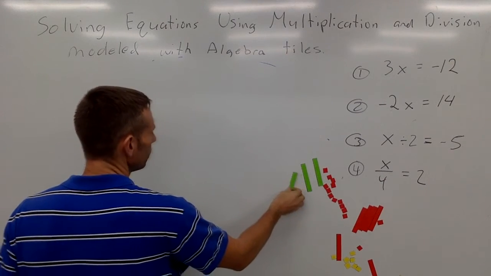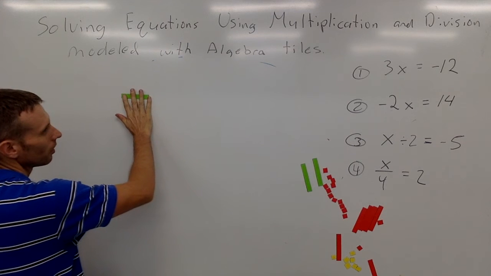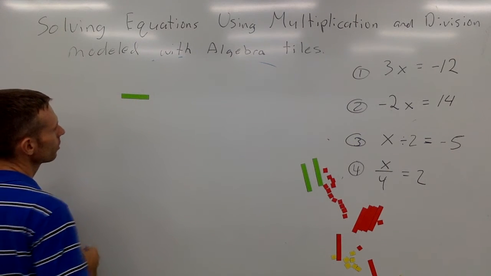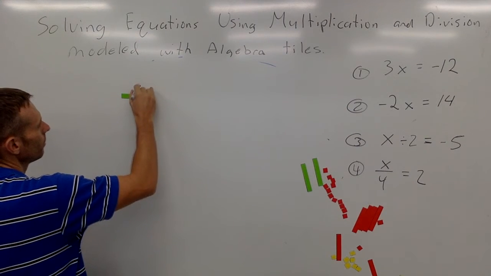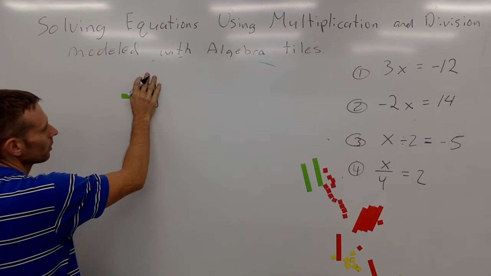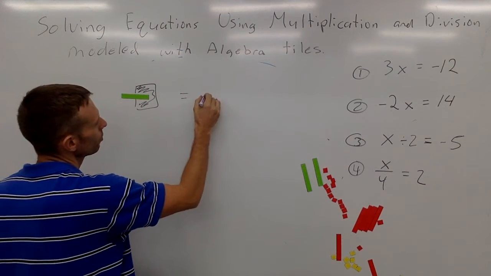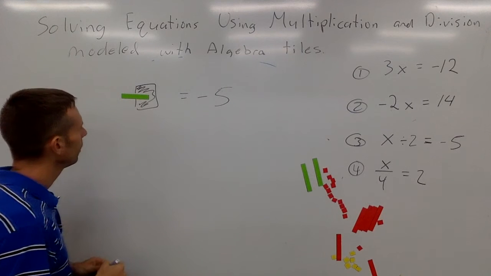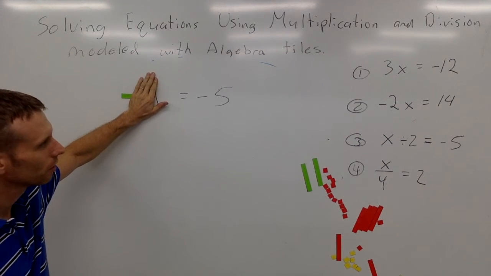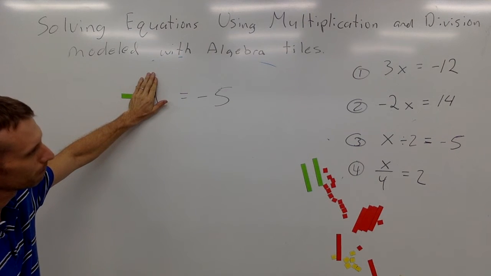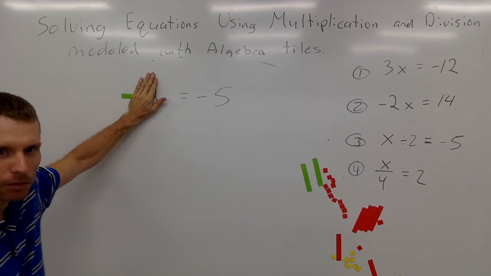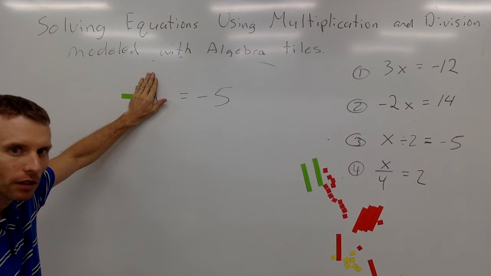Again, a little difficult for me to model this. Think of x divided by 2. Just picture, I don't know, maybe half of this x is gone, right? I only have a half of the x. I don't want to rip it in half, so just picture it. Somehow, half of this x equals negative 5. Right? Because x divided by 2 is the same as 1/2 x, right?